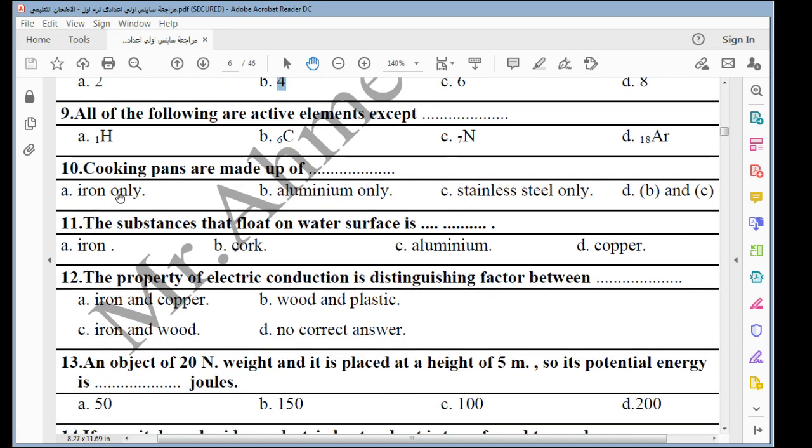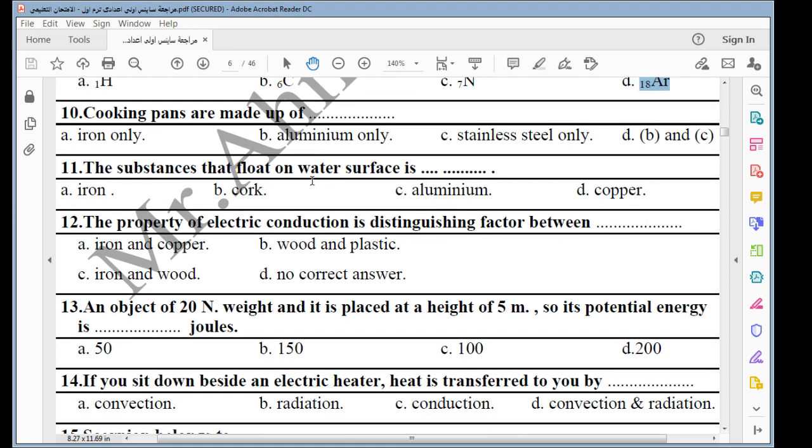نمبر 9, all of the following are active elements except. طبعا على حسب الالكترونز اللي موجود في اللاست ليفل. طبعا الايه نمبر ايه نمبر دي اللي هو الارجون. تمام. 10 بقى، cooking pans are made up of. طبعا are made up of ايه؟ copper.